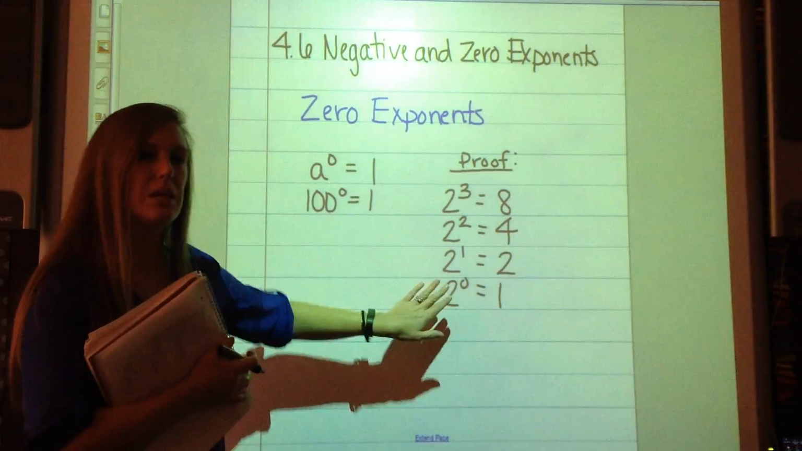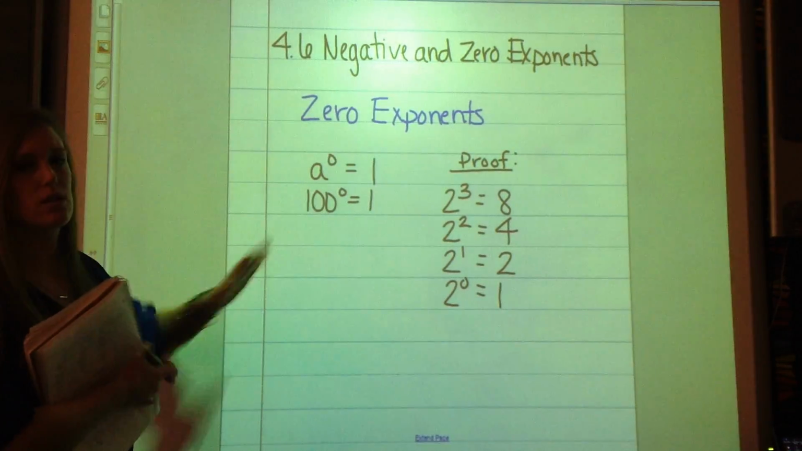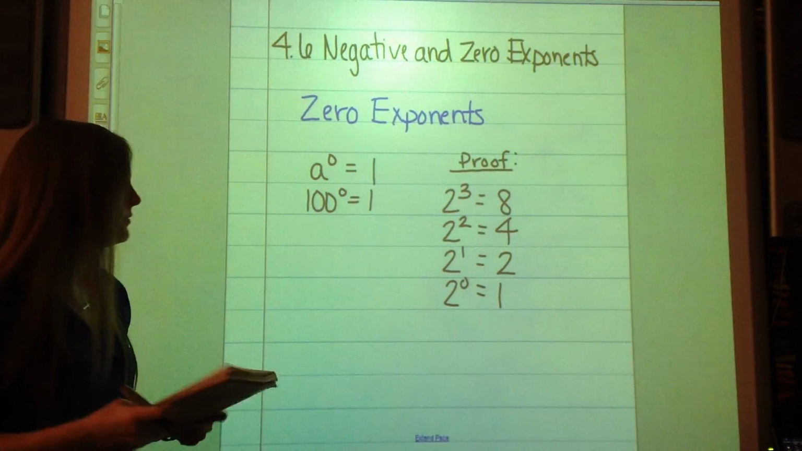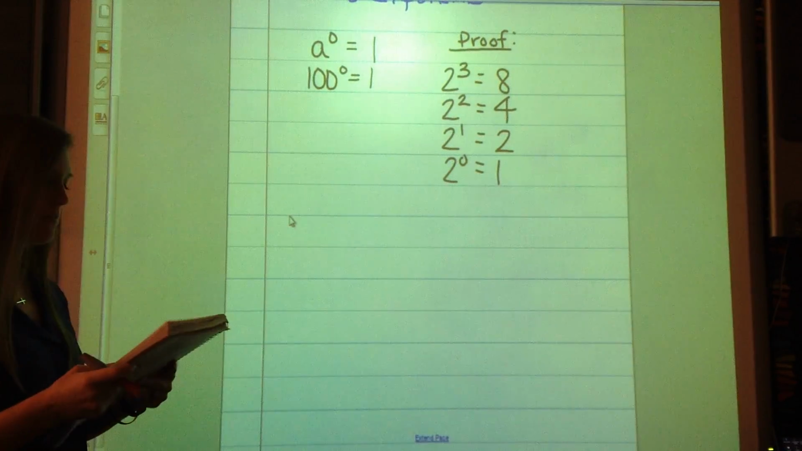And this works with any base number. You can prove it with any base number. So anything with the power of 0 is always 1. Negative exponents.